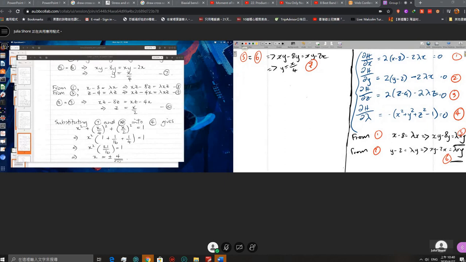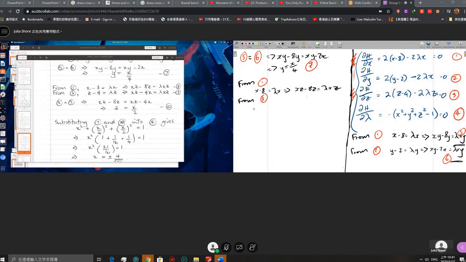And then, so we can do a bit more. Now we've used this and this, so see if we can use this one and this one. From 1, we want to multiply this by z. So what did we have before? x minus 8 is equal to lambda x, which implies if we multiply everything by z, we've got xz minus 8z is equal to lambda xz. And then from 3 now, we're going to multiply things by x.